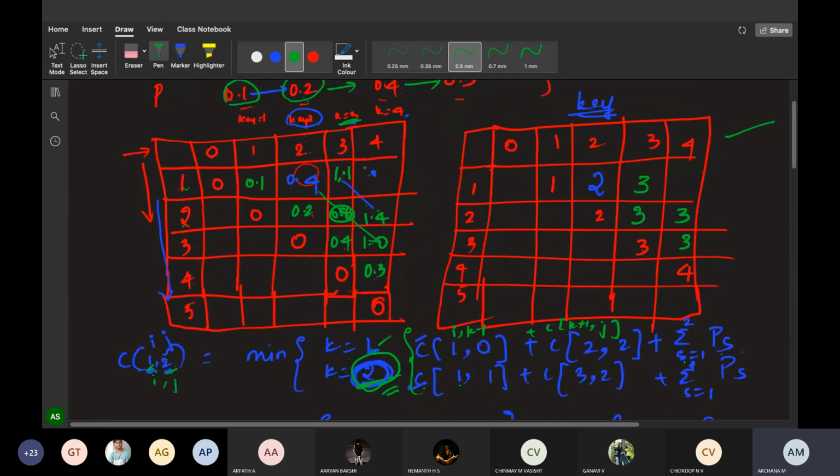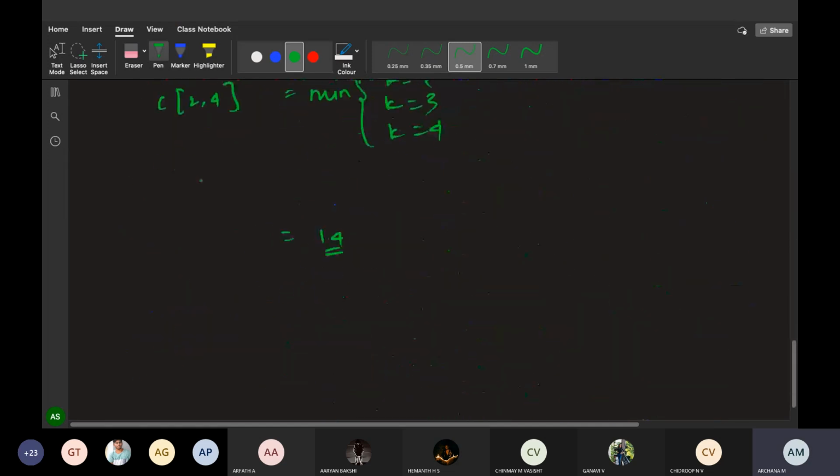Now this one is only pending. This is the last diagonal. For this diagonal you will have 4 k values. Look carefully, C of 1, 4. You have 4 different k values: k equals 1, k equals 2, k equals 3, k equals 4. For the 4 different k values, you have to find the value and find which one is minimum. Okay, understood?